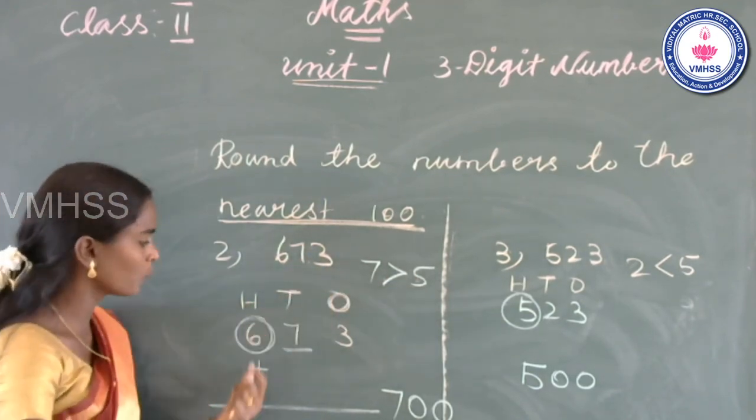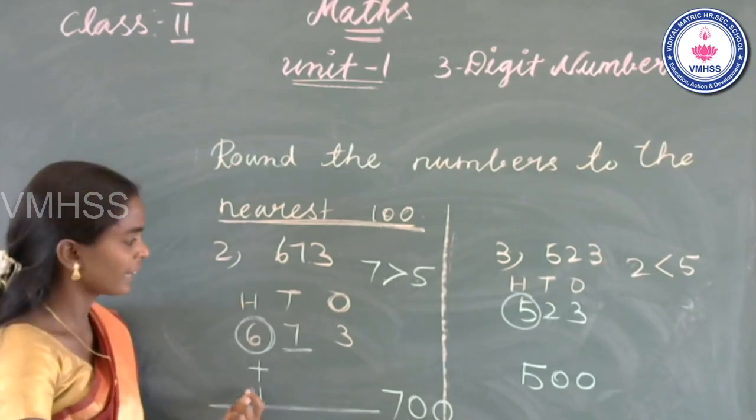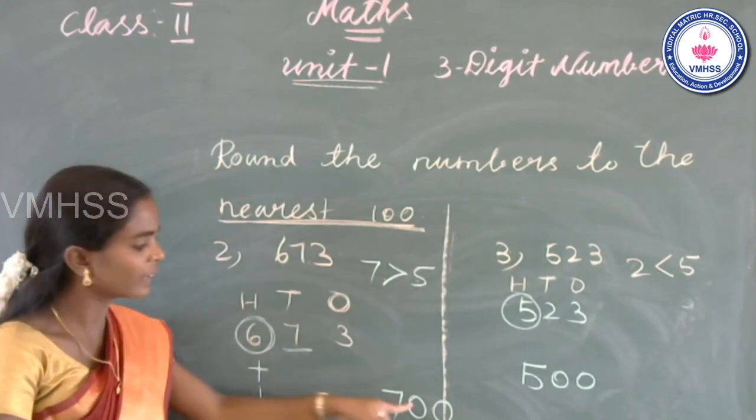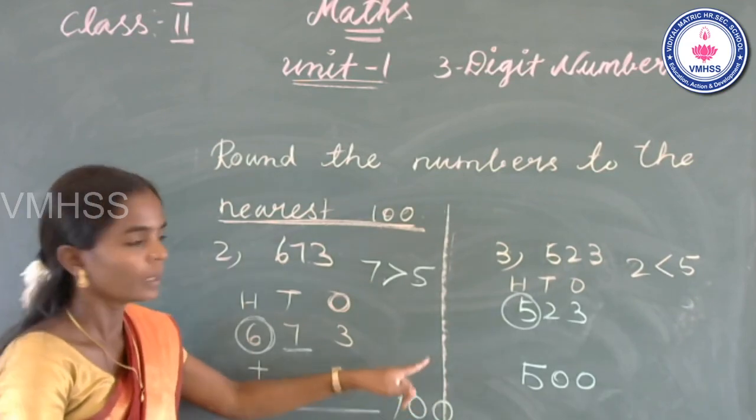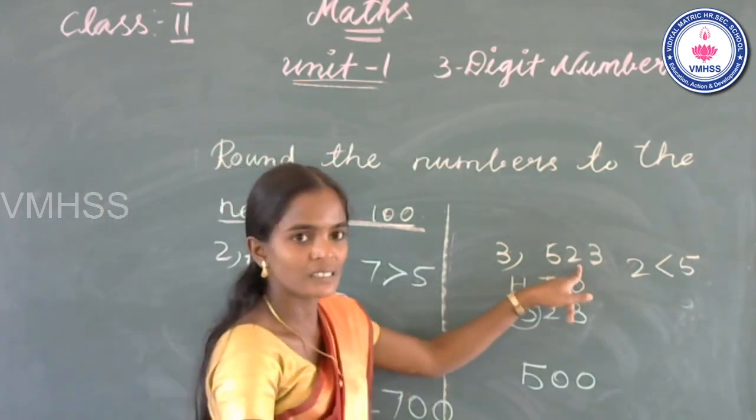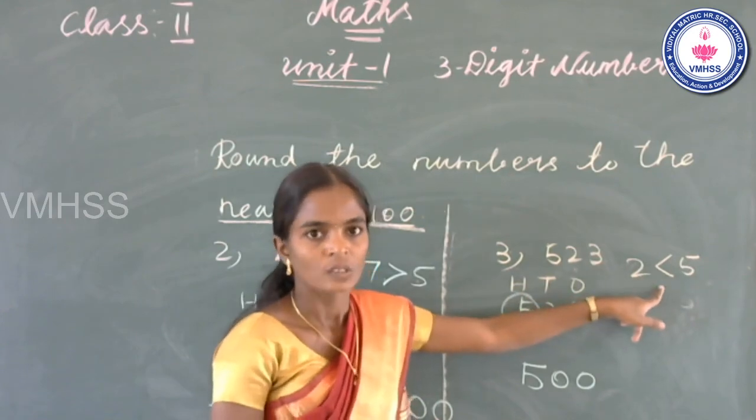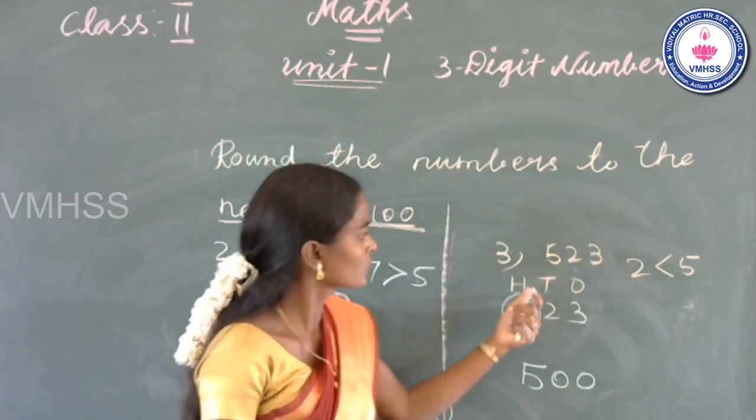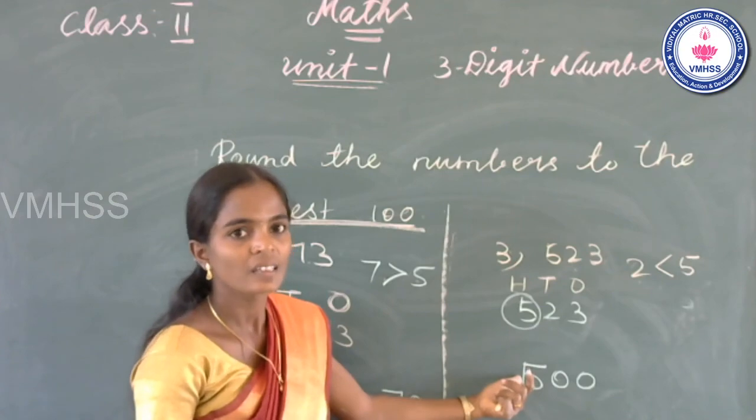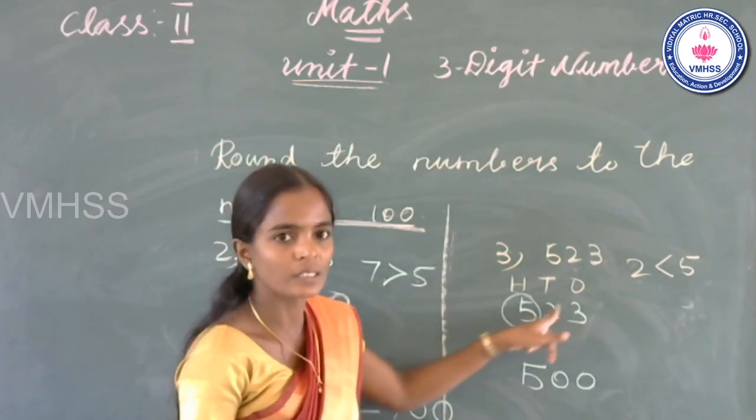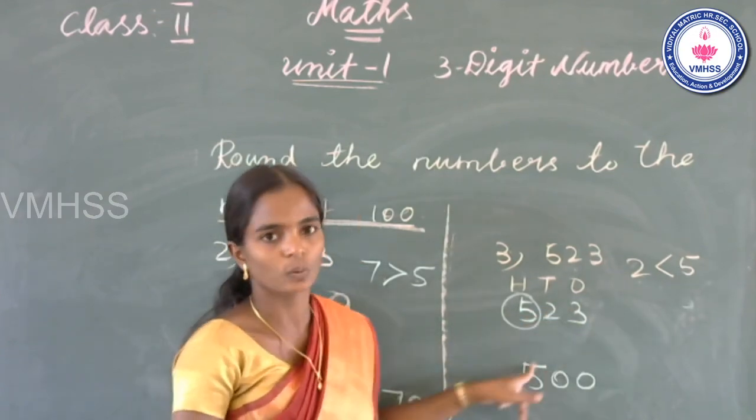Children, listen. In 673, the tens place number is greater than 5, so we add 1 to the 100 place. Next, tens place and ones place numbers will become 0. But in this number, the tens place number is 2, which is less than 5. So the 100 place number stays the same. Tens place number and ones place number will become 0.